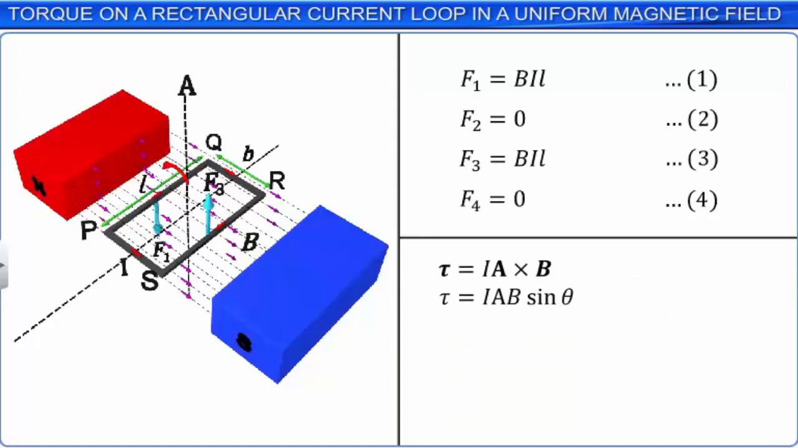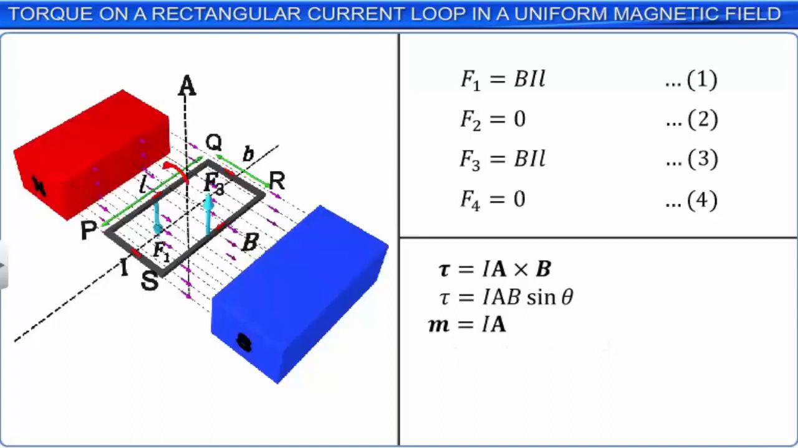We now define a new vector, magnetic moment, denoted by M, which is equal to the product of I and A. Thus, the direction of M is the same as that of the area vector, and its SI unit is ampere meter square.